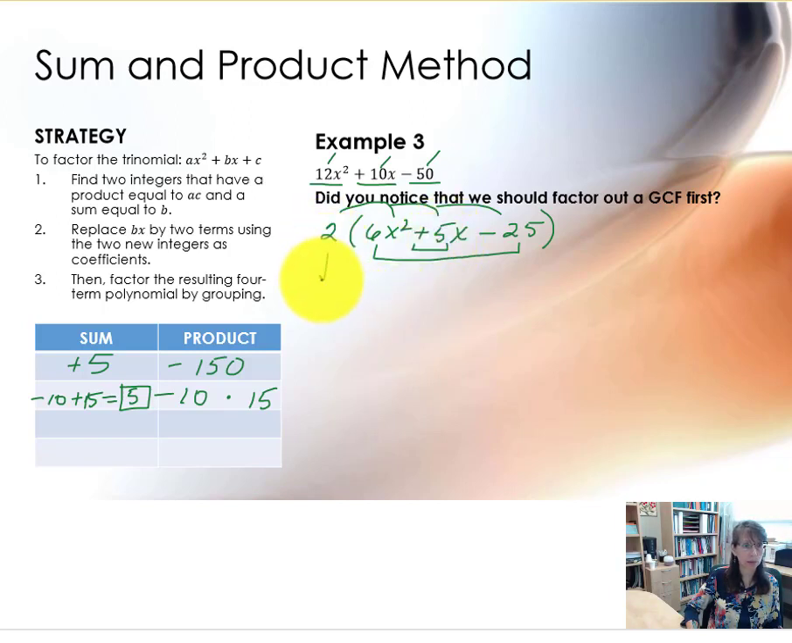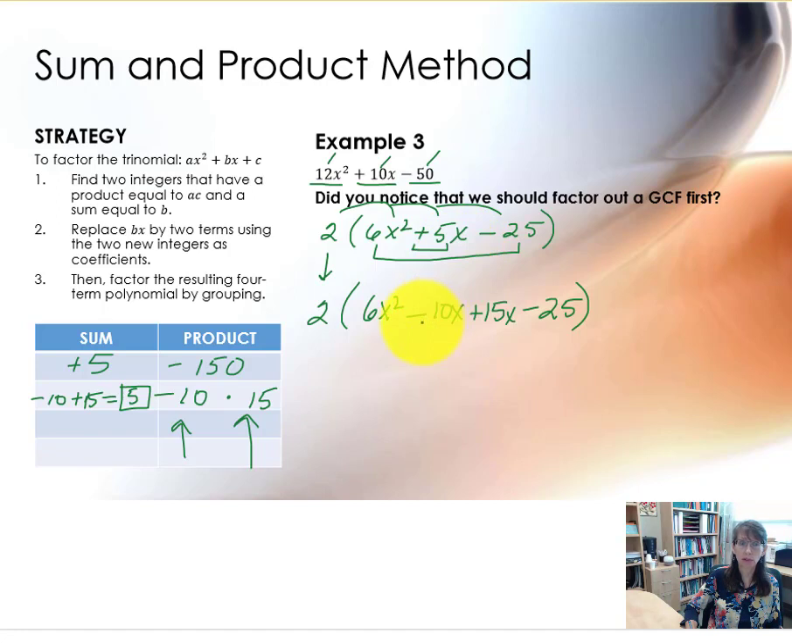So look what happens. I need to remember to keep 2 as the original common factor. 6x squared will not be changed, and -25 will not be changed. It's a new middle that we have. So right from the table, I'm going to start with -10x. Next, I'll include +15x. So notice we've included the variable that the original middle term had.